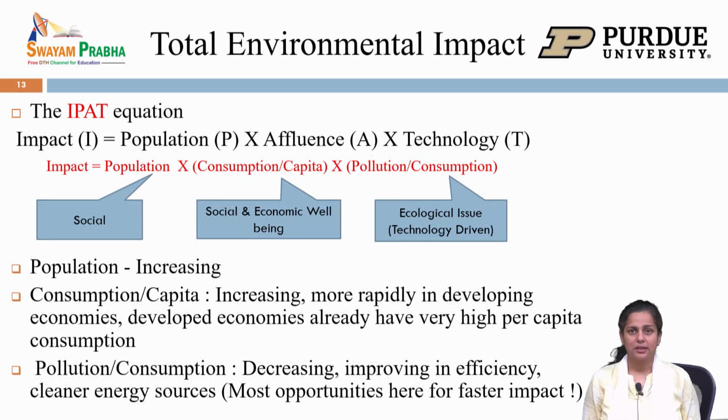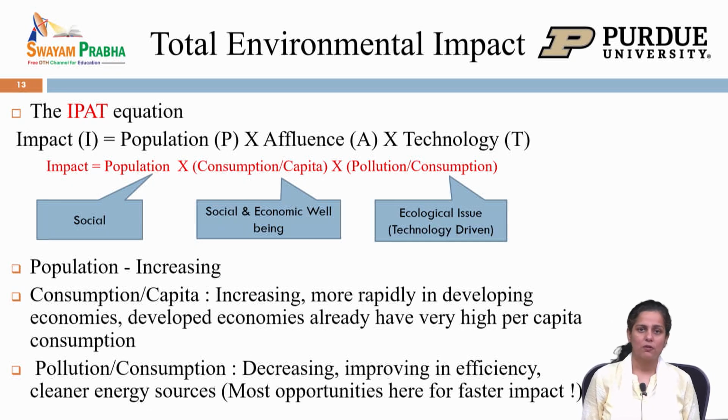So, you can think that as the affluence in the society grows, your consumption per capita is increasing, and hence there is the economic aspect of the society that is being captured by this parameter. The last one, which is the technology, here we have pollution per unit consumption. So, based on what technology we are using, we know we are creating some pollution for any product that we are using. That is basically an ecological issue, and this is technology driven. So, of course, we have the social, economic and ecological aspects of our consumption patterns captured in this one equation.